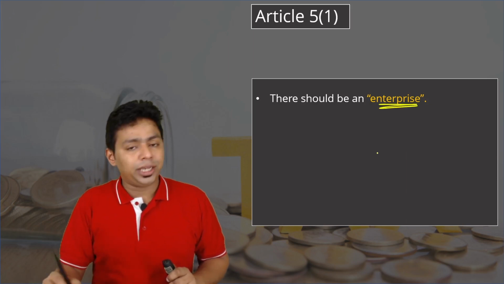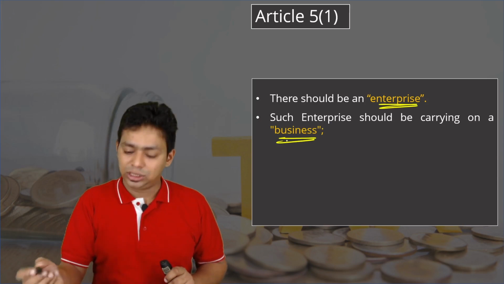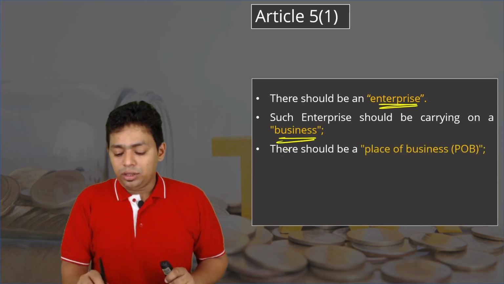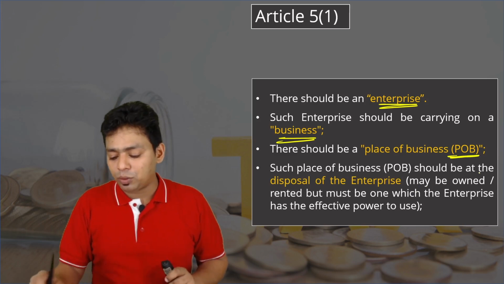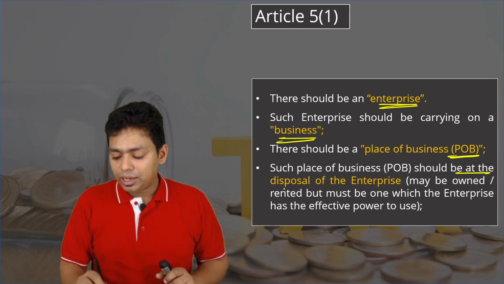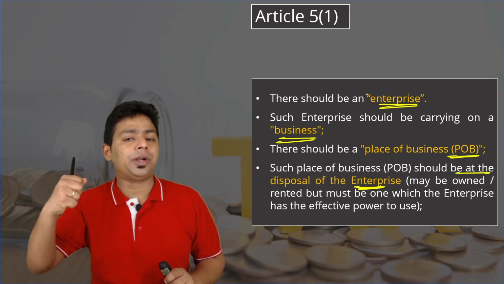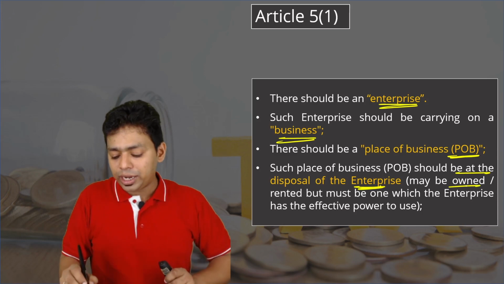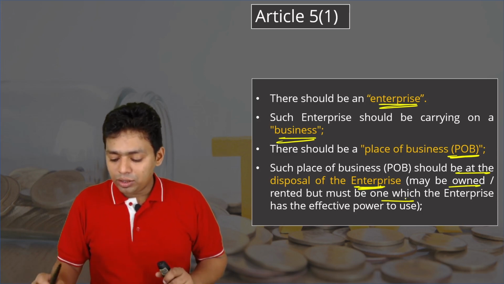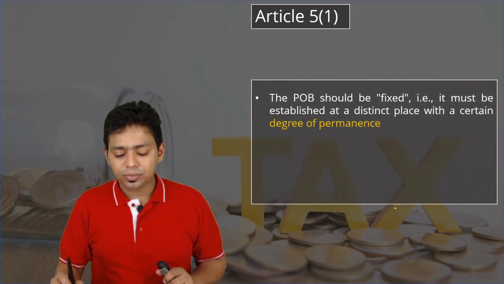There should be an enterprise. Obviously, it is applicable to an enterprise. Such an enterprise should be carrying on business. This is the second condition. There has to be a place of business. Such place of business should be at least at the disposal of the enterprise. Disposal of the enterprise means control of that particular premises should be in the hands of the enterprise, mainly owned or rented, but it must be one which the enterprise has the effective power to use.